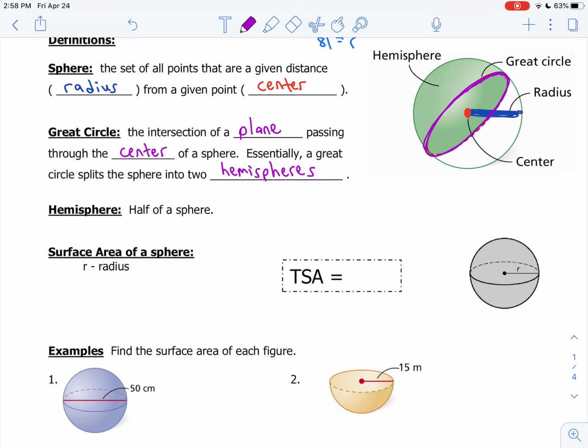Okay, so there is only one formula for a sphere. There's no such thing as a lateral surface area. The sphere is the sphere, and the surface is the entire outside of that sphere. That's all we can do. And so our formula for total surface area, usually I just write T or TA, but some people write TSA, and that is 4 pi r squared.